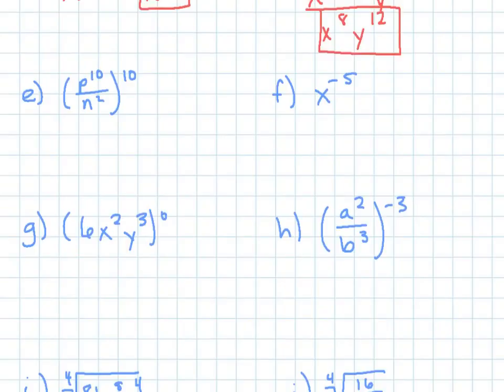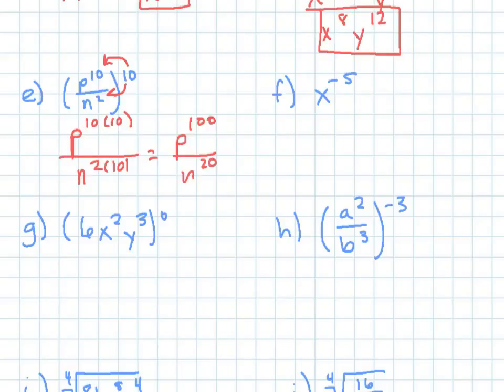Same thing here for the quotient. The 10 goes to both the exponent for p and the exponent for n. So then that means I get p to the 10th times 10 power and n to the 2nd times 10th power. So it gives me p to the 100th over n to the 20th. Okay.